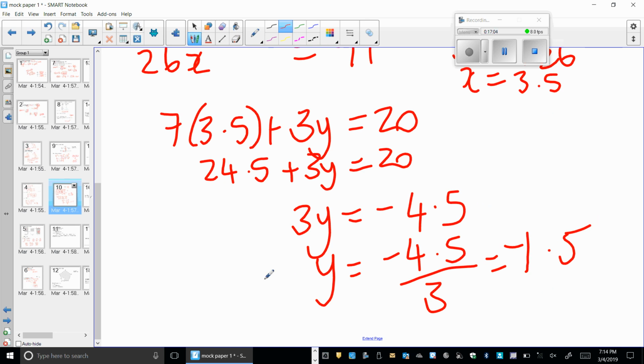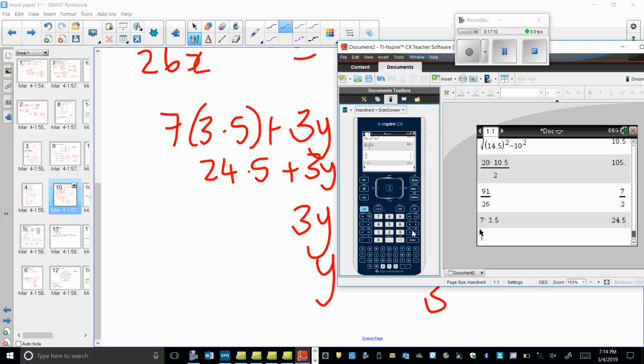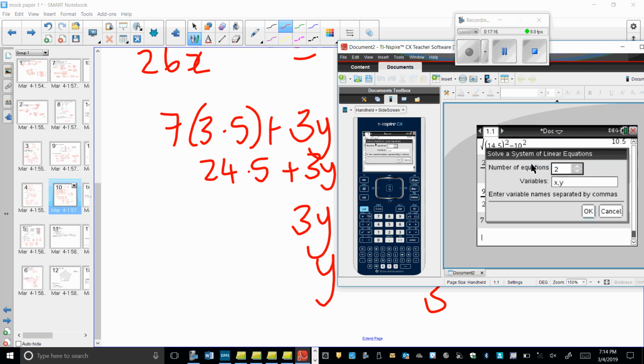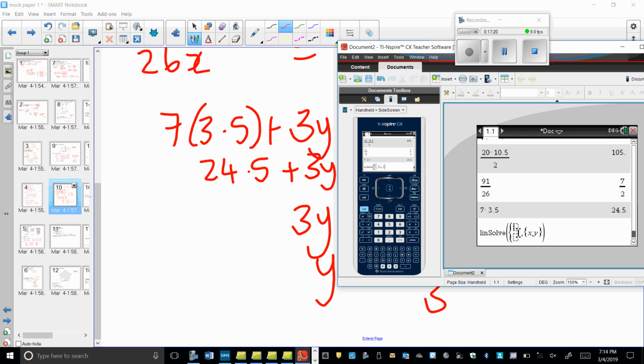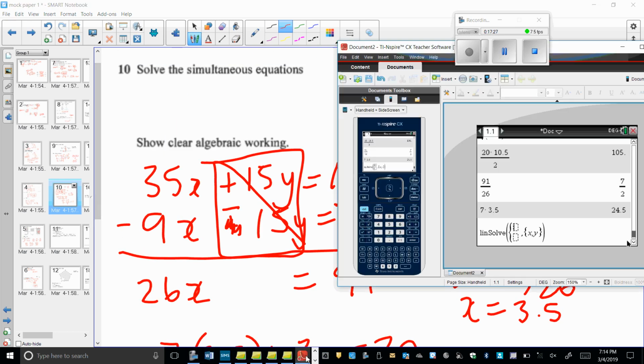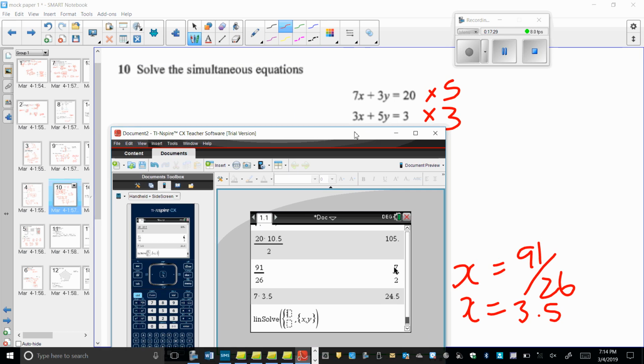Just to make sure, we've shown our working, so we've got the marks there, but it doesn't hurt to go into your calculator and double check. So menu, algebra, solve a system of linear equations. There are 2 equations and we're using x and y. And then you literally just type your question into the calculator.